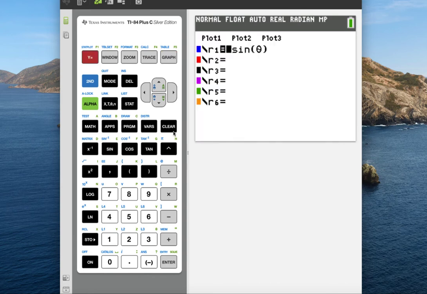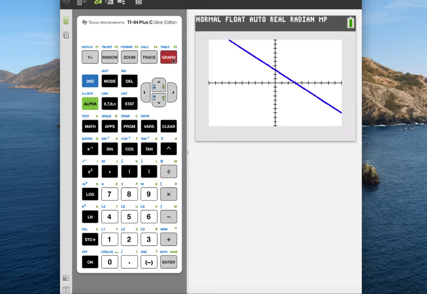Go to my y equals, I'll clear this out, get 3 divided by the cosine of theta plus the sine of theta. And let's go ahead and graph that. So look at that, it looks like we are in fact getting a line. Okay, so that's good.